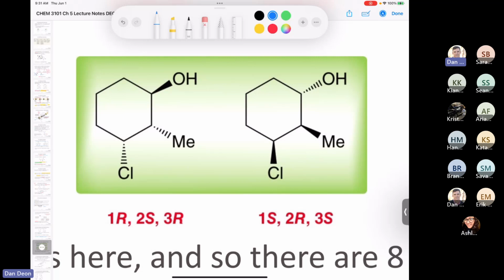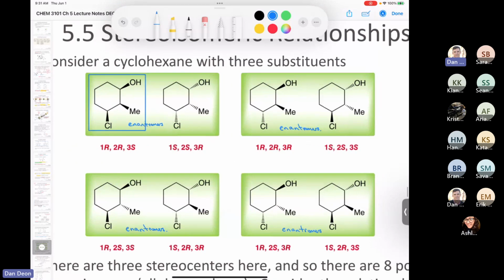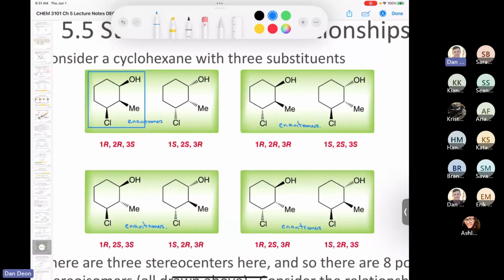Yes, they're enantiomers, right? I inverted every stereocenter. Thanks, Sean. And thank you for your patience. But you can imagine why I'm doing this, right? It's on purpose. So all of those pairs of compounds in those green boxes are pairs of enantiomers. Everything is a pair of enantiomers.